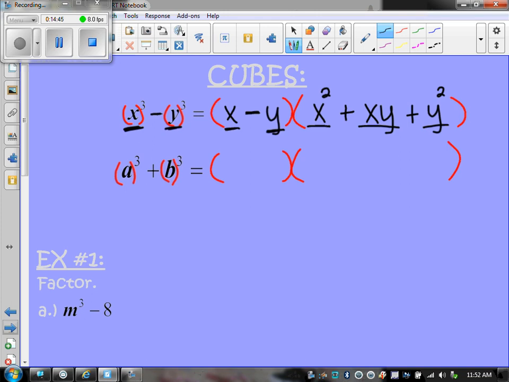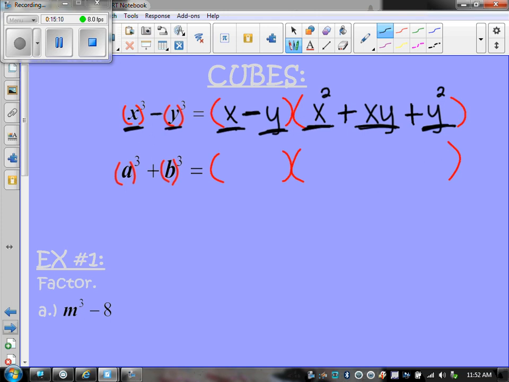Okay? So one more time, I start with my signs. I do same, change, plus. Then I fill in my terms. First term, second term, first term squared, the two terms multiplied together, and my last term squared. You're going to do that same thing all the time. Anytime I have a cubes problem, that's the formula that you're going to use.